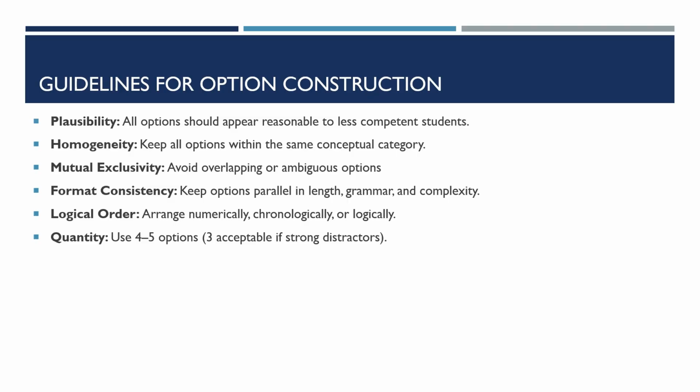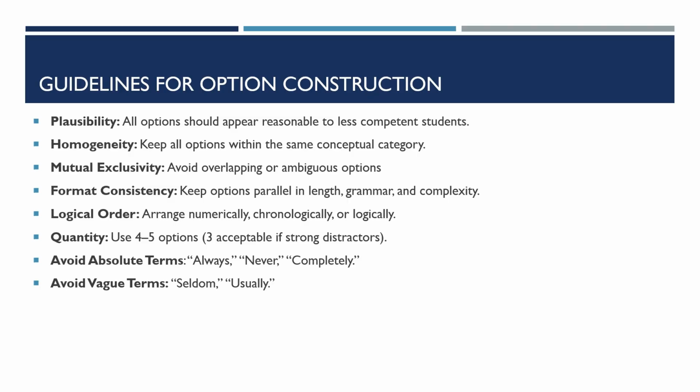Ideally, we should have only 4 to 5 options. Avoid terms such as always and never, and vague qualifiers such as usually or sometimes should always be avoided. Composite options like all of the above or none of the above should never be used because they promote guessing.